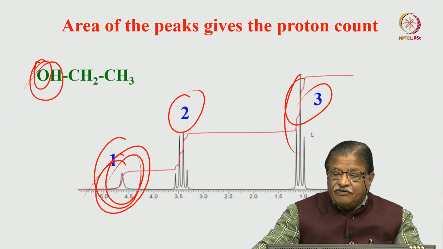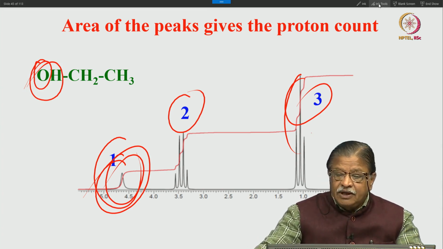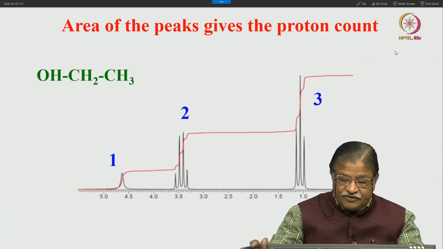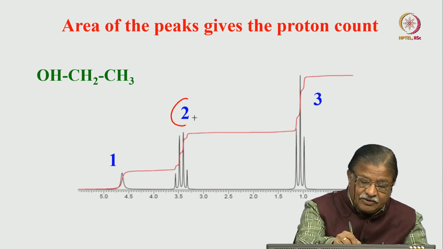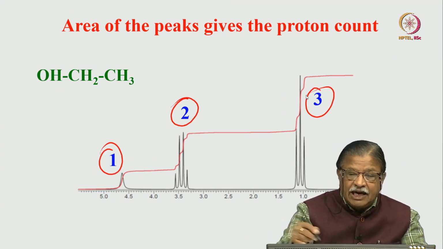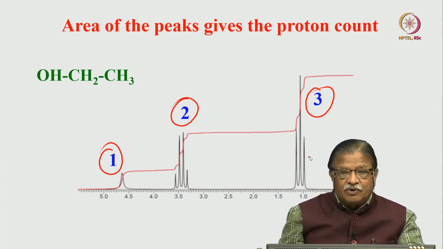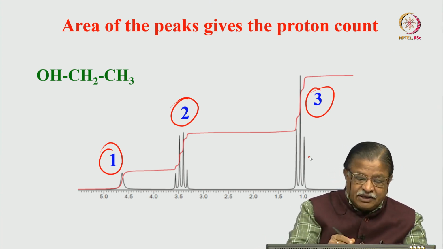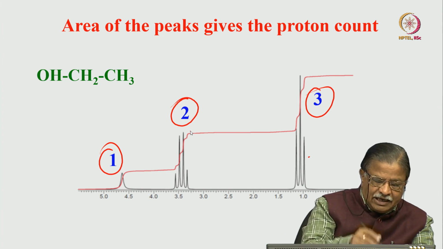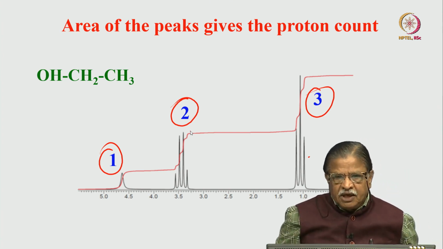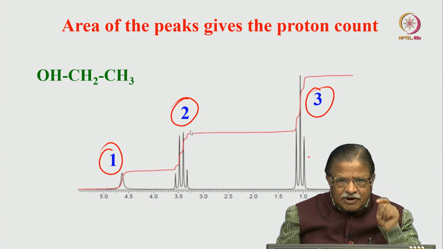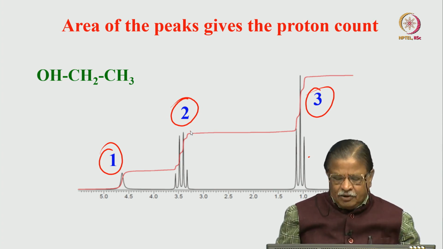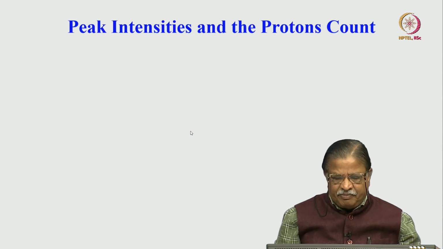But the area of the curve, if you carefully see now, it is written 3 here, 2 here and 1 here. That means the area of this curve corresponds to 3 protons, this corresponds to 2 protons, and this corresponds to a single proton. So, the integral area of the peak tells you about the number of protons present in a particular group, a particular peak or the group of peaks.